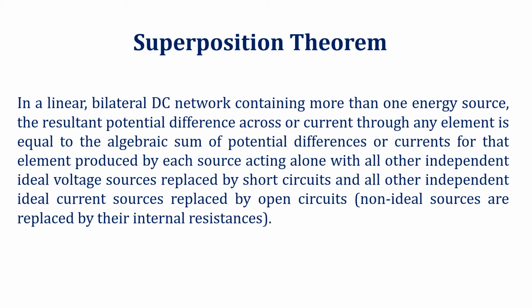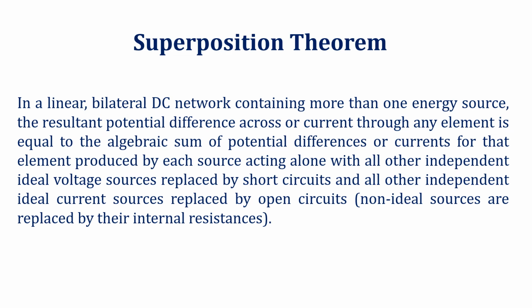Here we can observe that the superposition theorem is applicable for a linear bilateral DC network, and using the superposition theorem we can find out the resultant potential difference or the current, meaning that voltage and current can be found, right? How, we will see now with an example. Before that, we should know certain things. The first term in the statement is a linear network.